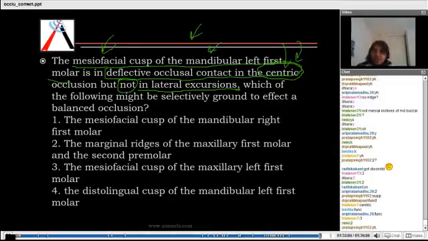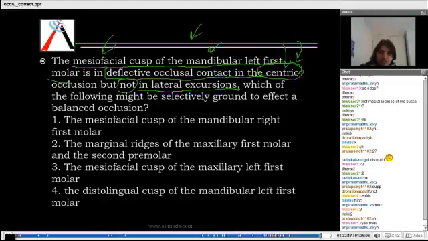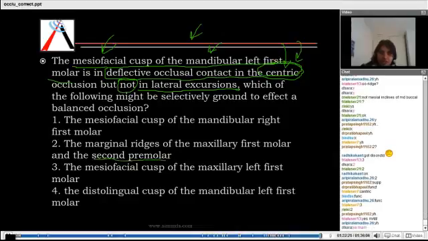Clear? Clear, guys? So you got the answer. Answer is 2. The marginal ridges of the maxillary first molar and the second premolar.